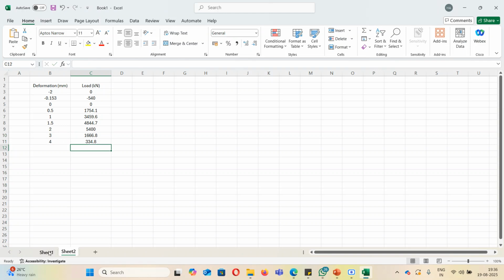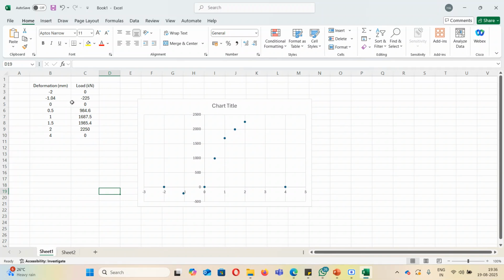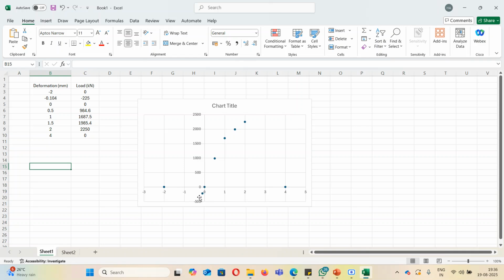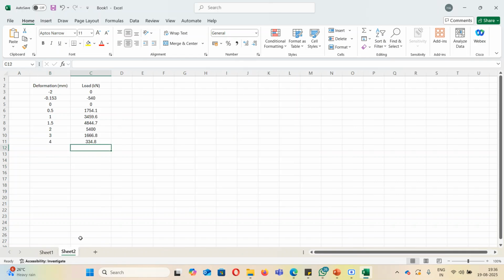In the previous question also, I guess this was the mistake. This is not minus 0.124, this is 0.104. That's why you see a very small response in tension. That was one mistake that we made.